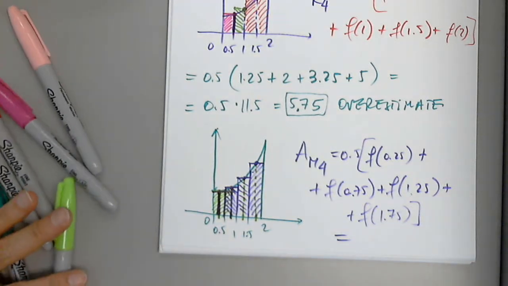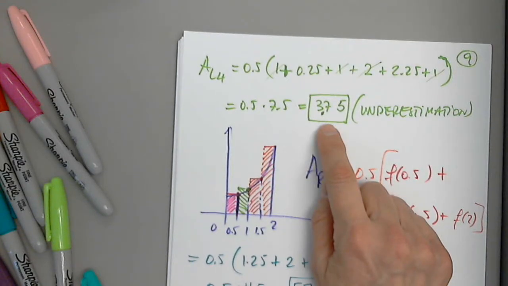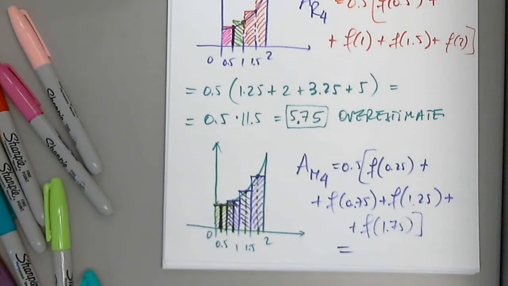I was very confused, wondering how the overestimate could be 5.75. So this is 5.75 and this is 3.75, and now we're trying to determine the actual area. I want to show you a way of determining this. In the calculator, go to stat and edit a list. The list is the x values: 0.25, 0.75, 1.25, and 1.75.